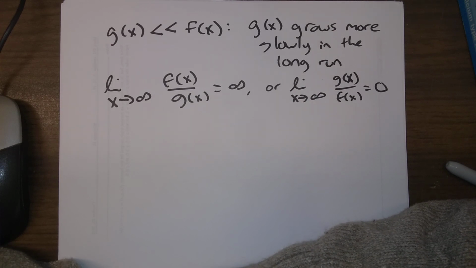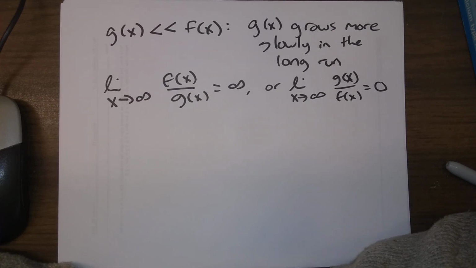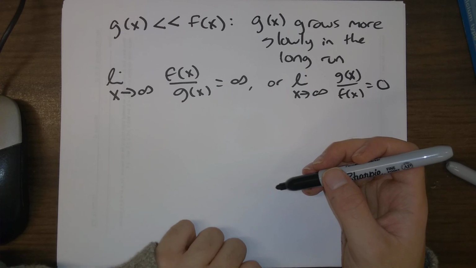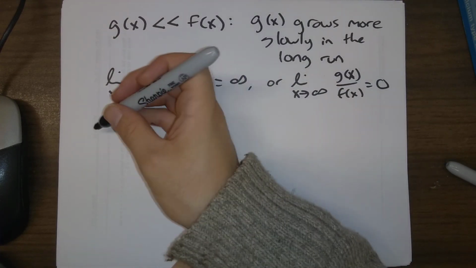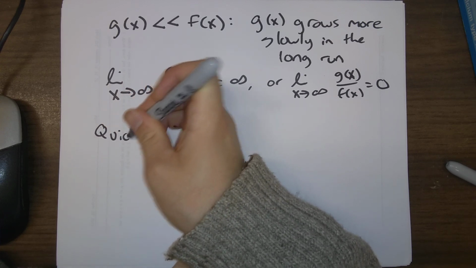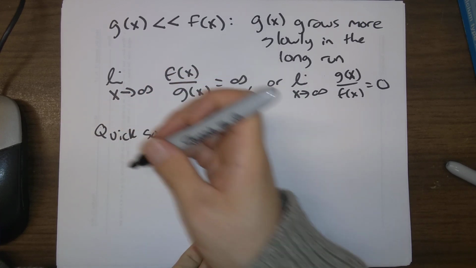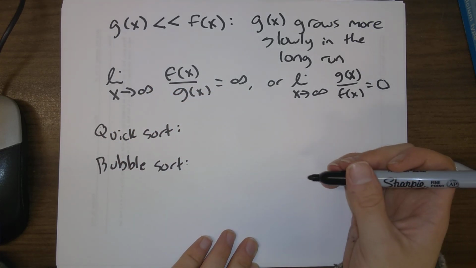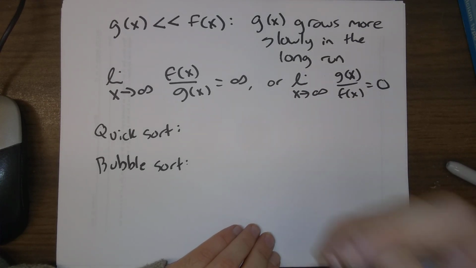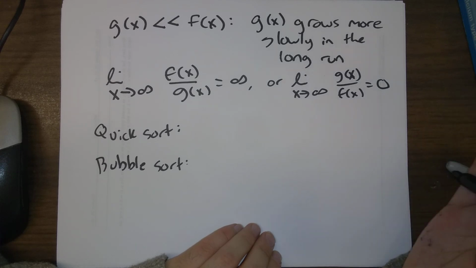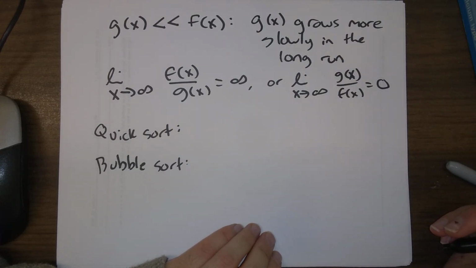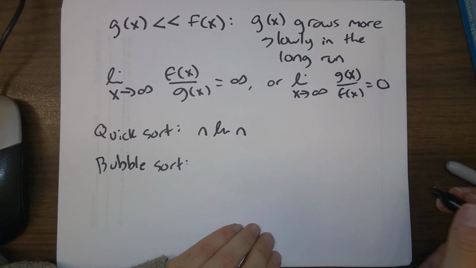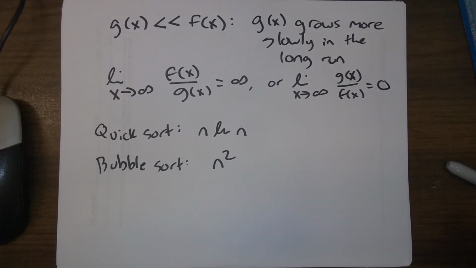So why might we care about this? Well, one great application of this is to the runtime of computer algorithms. So for example, we might have two sorting algorithms, if you're into computer science, quicksort and bubble sort. You have to know what quicksort is if you're in computer science classes. You'll learn about it at some point. Quicksort is what we would say the runtime is n natural log n. Bubble sort is an n squared algorithm.